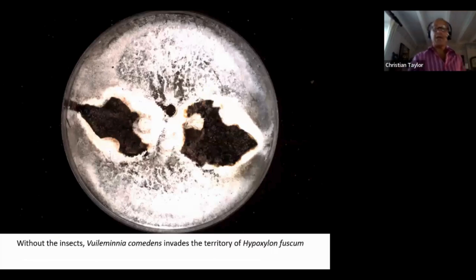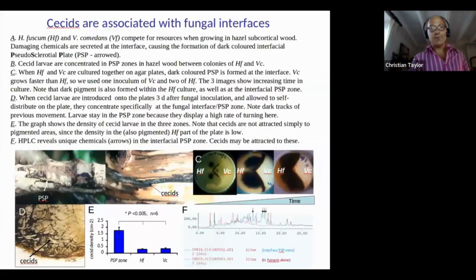Now, one interesting thing is if you don't have any insects at all, if you remove the insects and just grow the interactive fungi, the Volumnia comedens invades the territory of the Hypoxylon fuscum over time. So even though the Hypoxylon fuscum is producing a really good PSP, and of course the Volumnia comedens is also contributing to the production of that PSP, because it takes two parties to basically create a PSP zone, even despite that, the Volumnia seems to have the upper hand and seems to be able to invade the territory over time if you leave the culture growing for long enough, and eventually the Hypoxylon fuscum is wiped out. So with the insects present, that didn't seem to happen so much. So that was a first interesting observation.